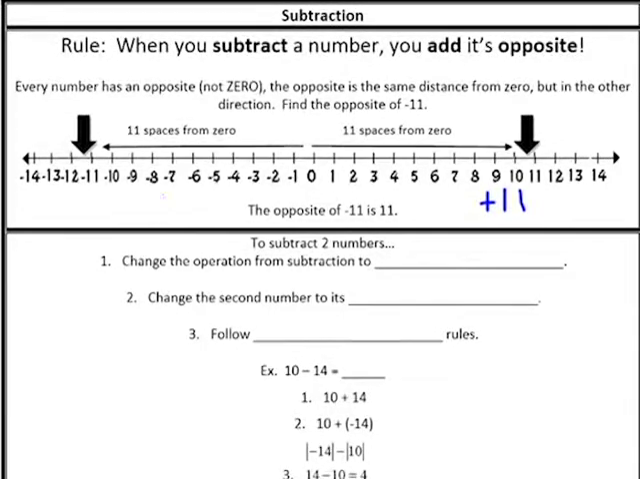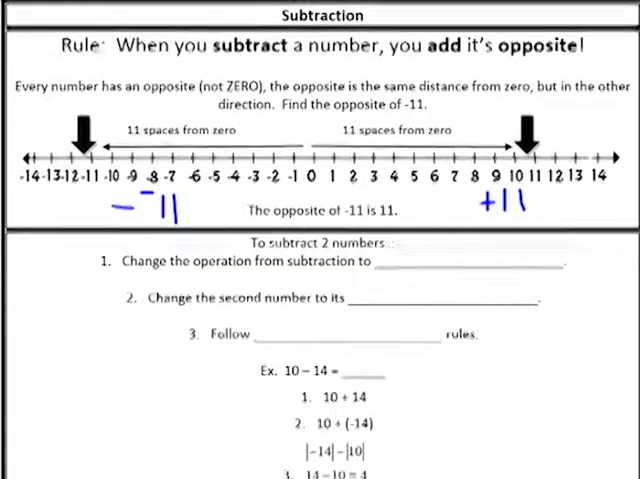The opposite of 11 is negative 11. If I subtracted negative 11, well, that negative tells me to go to the left. Subtraction tells me to go the opposite direction. I end up at positive 11 anyway. Okay? The trick is to turn it into addition.